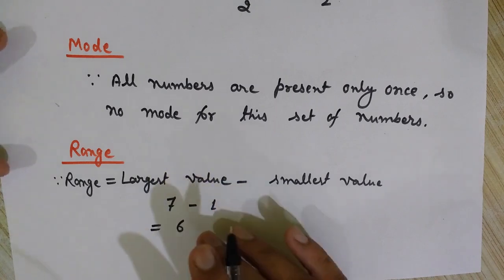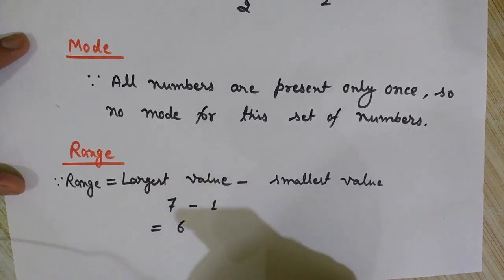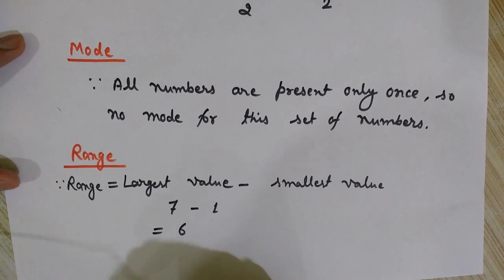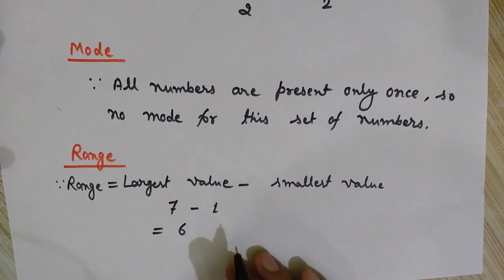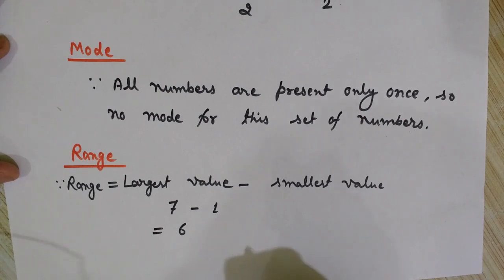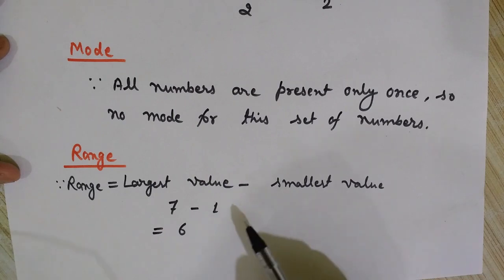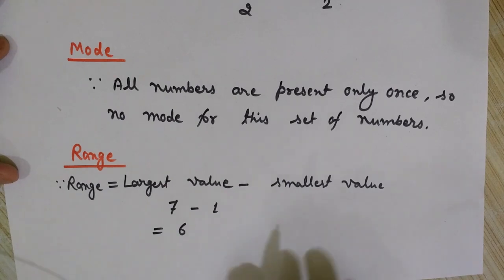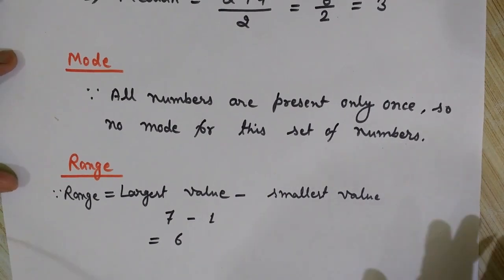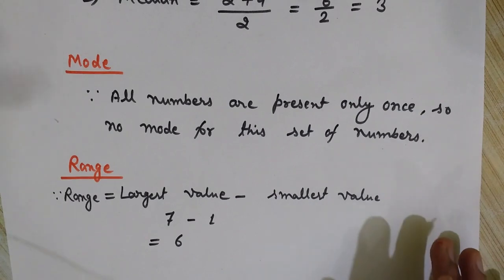So this was about how we can calculate the mean, median, mode and range. We have seen two variations: if the number of values given is even or odd, how we can calculate the median. The main difference was in the case of median and mode, and there was no difference in these two examples in the case of mean and range. So you should know how to calculate mean, mode, median and range in all such cases.